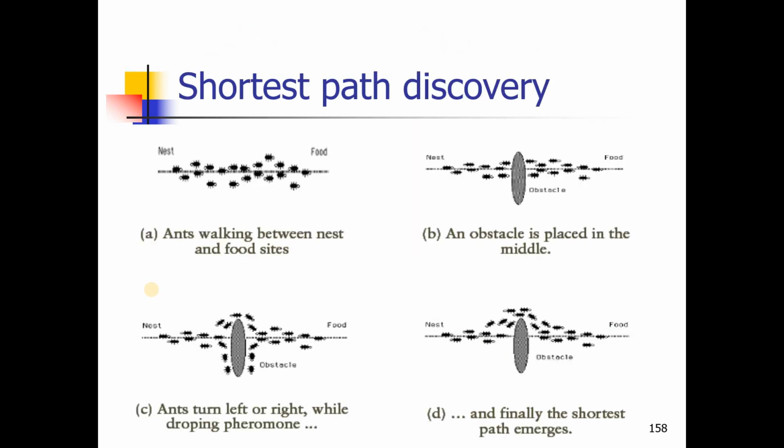Here are some examples. For example, how they discover the shortest path. So let's suppose ants are walking between their nest and there is some food somewhere, so they go over there for the food. So they walk between these two places, and let's suppose you take a small stone and you put it somewhere to block their path. So you put an obstacle in the middle and block their path. When it happens, what they will do is that ants will turn left and right, and some of them will go to their right, some of them will go to their left.